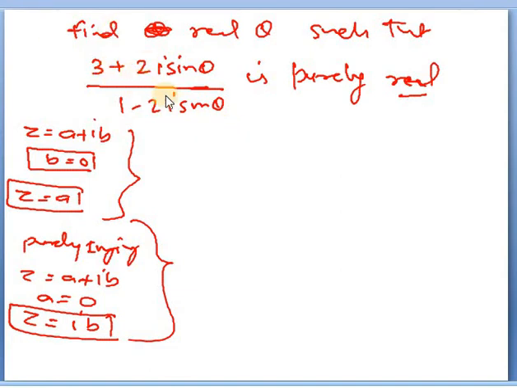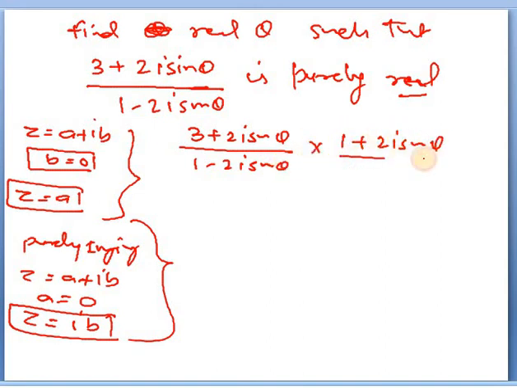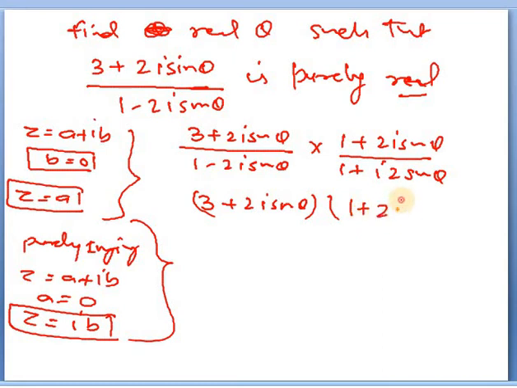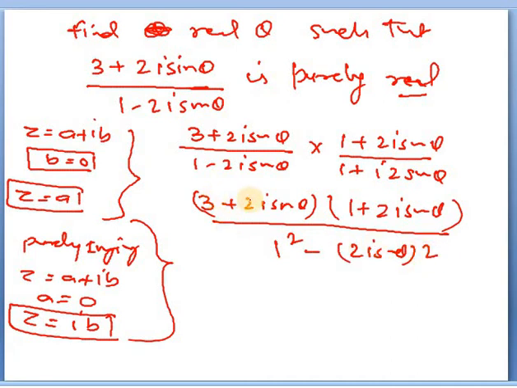First of all, there is iota in the denominator, so we rationalize this number. (3 + 2i sin theta)/(1 - 2i sin theta). I will rationalize it by multiplying by the conjugate, 1 + 2i sin theta. So we write (3 + 2i sin theta)(1 + 2i sin theta) in the numerator, and in the denominator, using (a - b)(a + b), 1 squared minus (2i sin theta) whole squared.